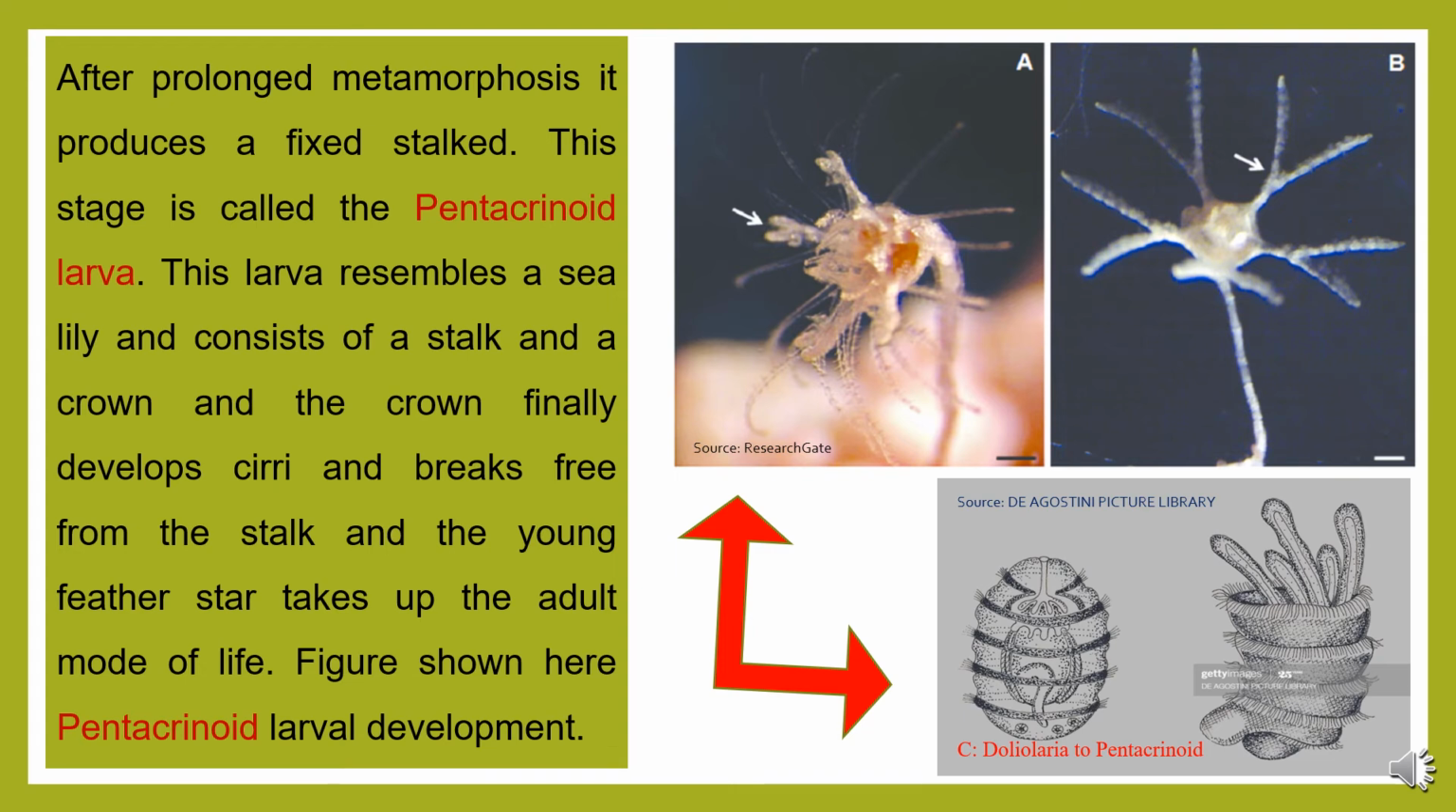These larvae resemble a sea lily and consist of a stalk and a crown, and the crown finally develops cirri and breaks free from the stalk, and the young feather star takes up the adult mode of life. Figure shown here, pentacrinoid larval development.